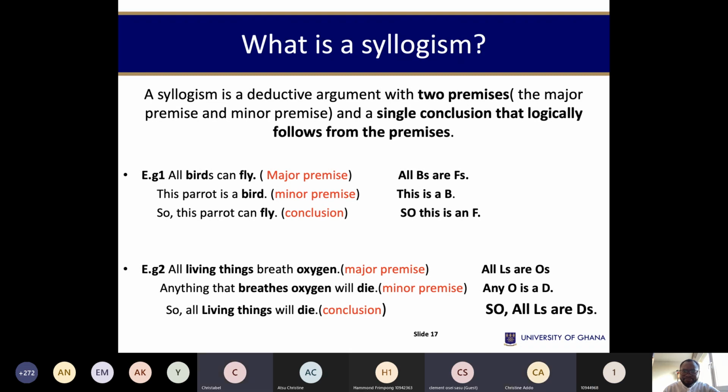Please. Yeah, sir. I was somewhere at the four main syllogisms, which is the deductive argument. That's where I got to before my network went off.